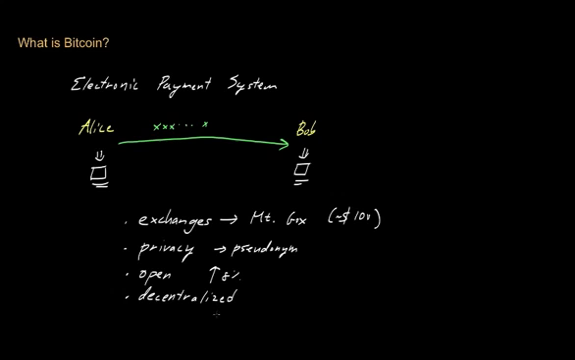Now, the goal of the remaining videos in this series is to walk through the underlying mechanics of Bitcoin transactions and really how they're validated, even though the system is decentralized. And there are some pretty amazing techniques that are used to make all of this work.